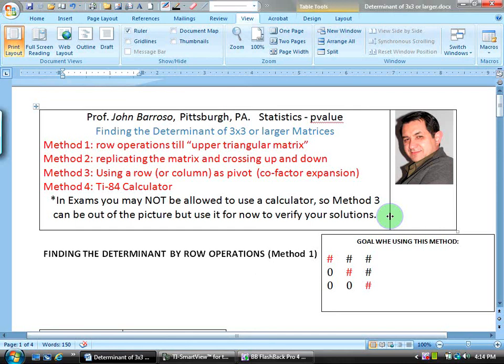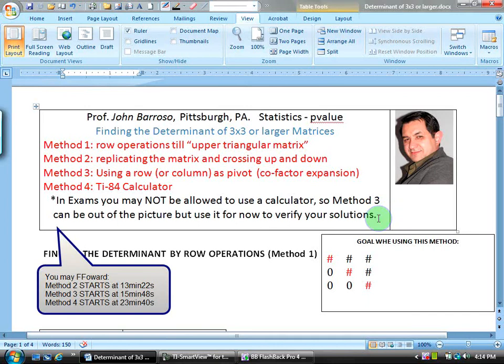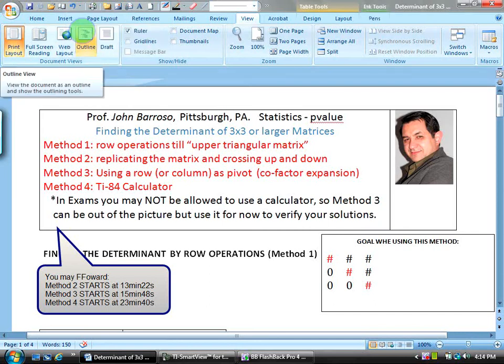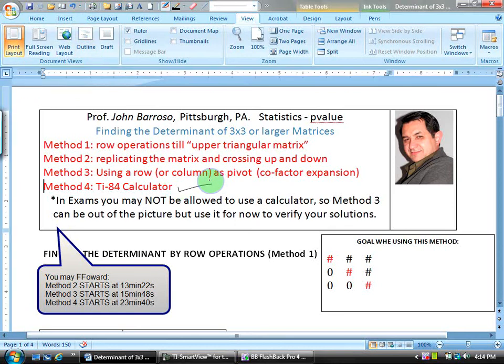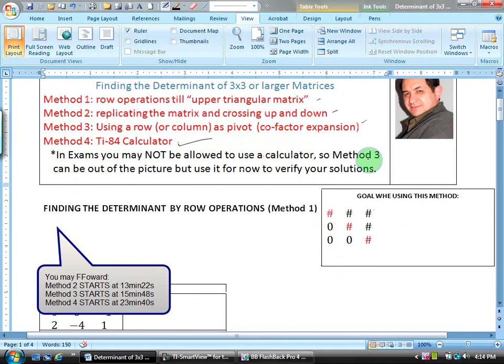Hi. Today we'll learn how to find the determinant of 3x3 matrices, but the techniques can be applied to 4x4, 3x4, or larger matrices. There are three techniques that we must know how to do manually, and the fourth one is using the calculator, but that option may not be available in exams, so you need to know one of these three well so that you can find the determinant of matrices that are 3x3 or larger.